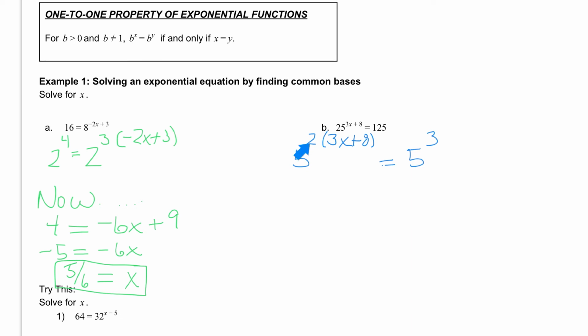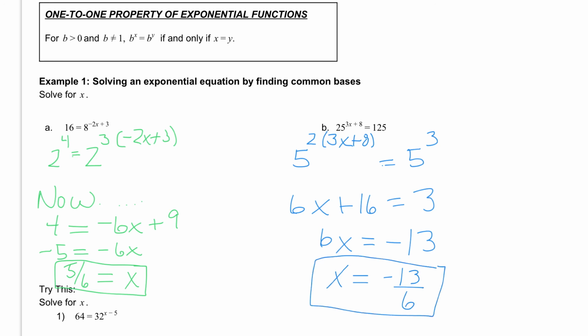Now that we have these bases the same, we can set the exponents equal to one another. When I bring this exponent down, I'm going to distribute the 2 along with it. So 2 times 3x will give me 6x, and 2 times 8 will give me 16. And that's going to be equal to this exponent, which is just 3. Then to solve for x, I need to start by subtracting 16 from both sides. And I get 6x equal to negative 13. And then I'm going to divide both sides by 6. And I get x is equal to negative 13 over 6.